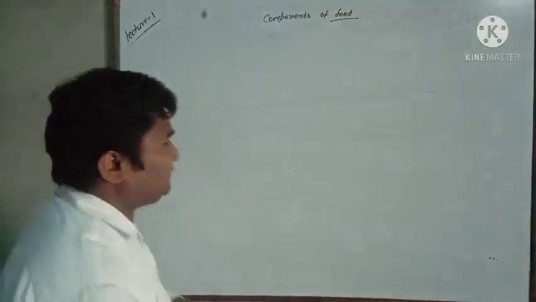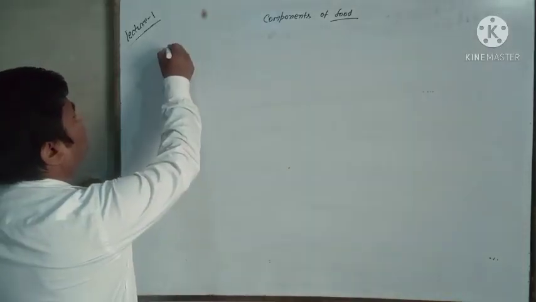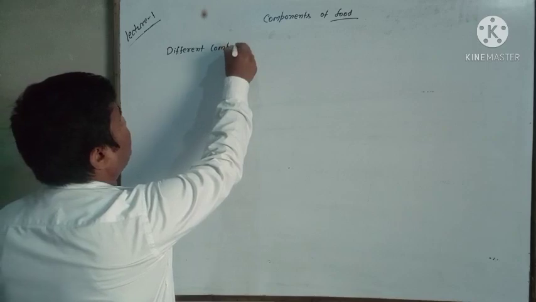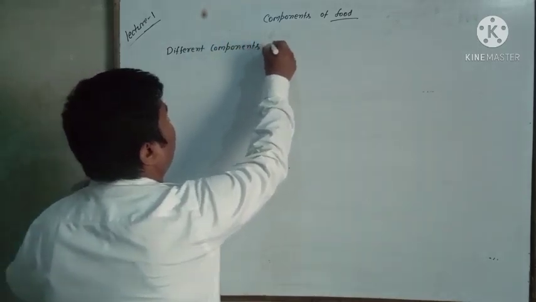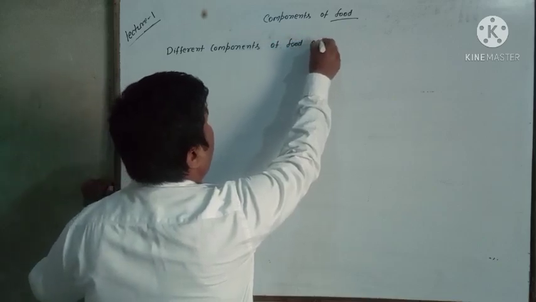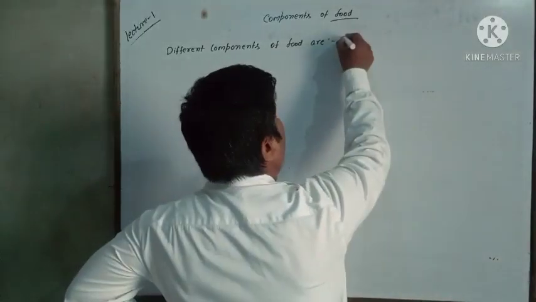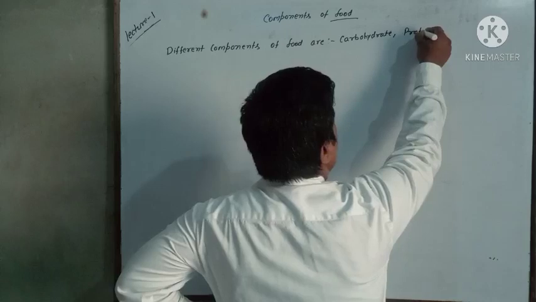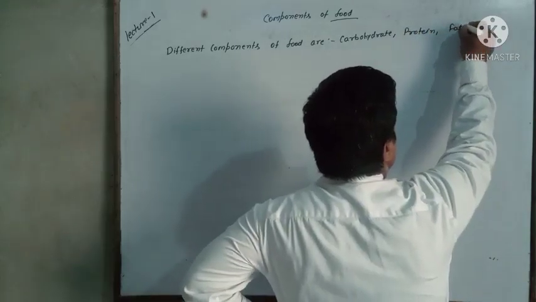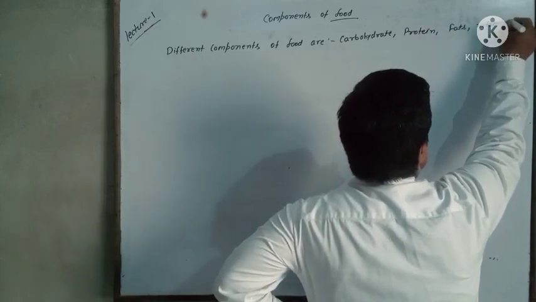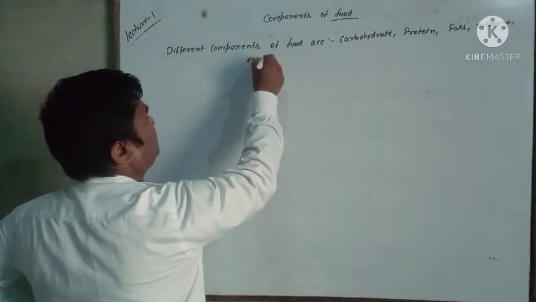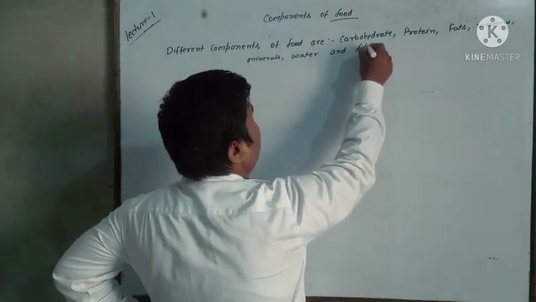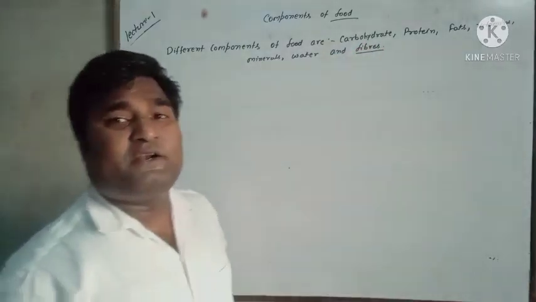So first is components of food. What are the components of food? Carbohydrate, protein, fat, vitamins, minerals, water, and fibers. These are the 7 components of the food.